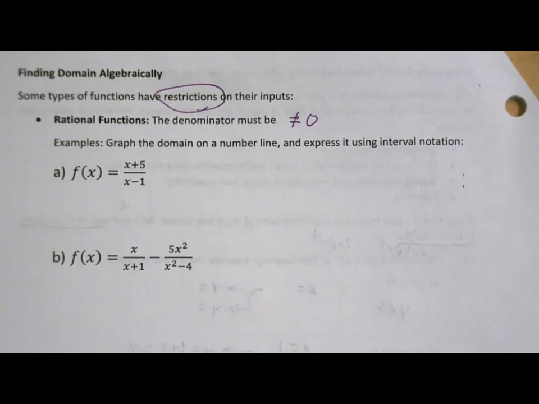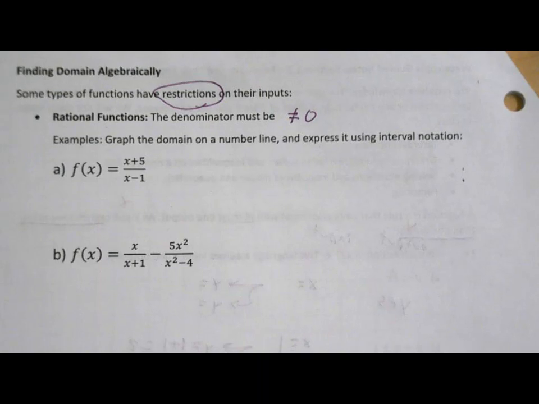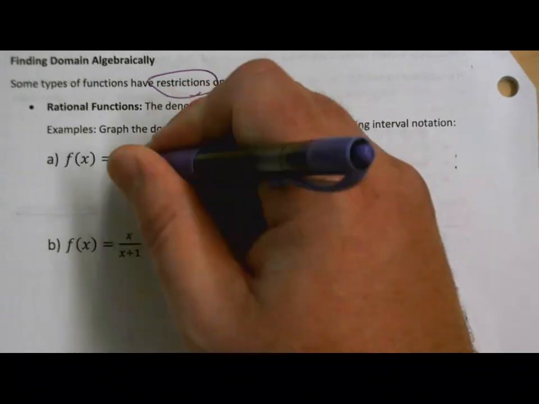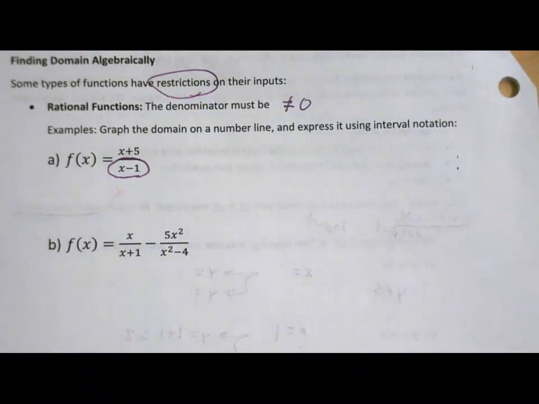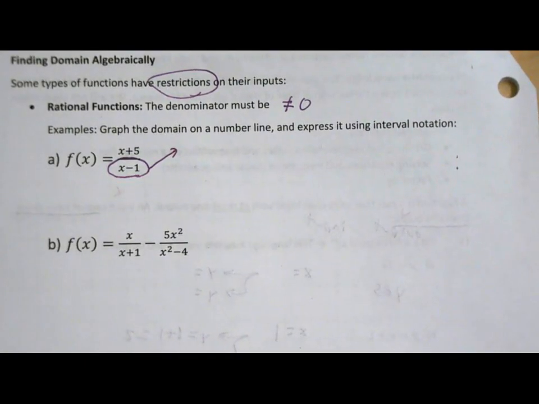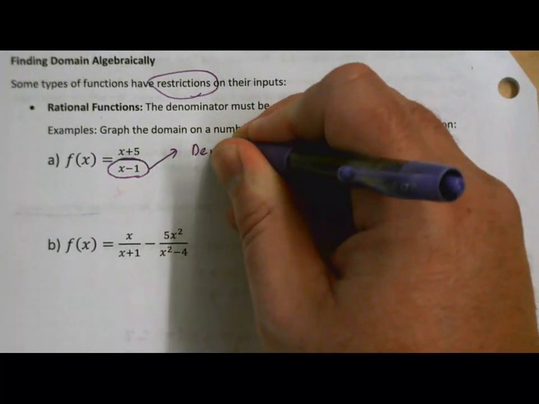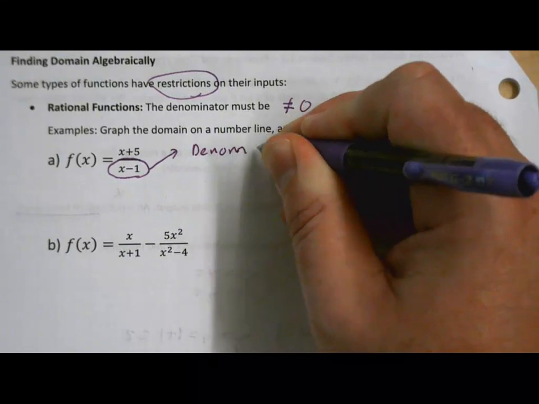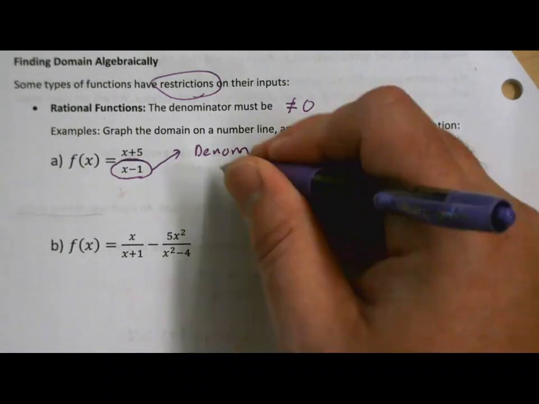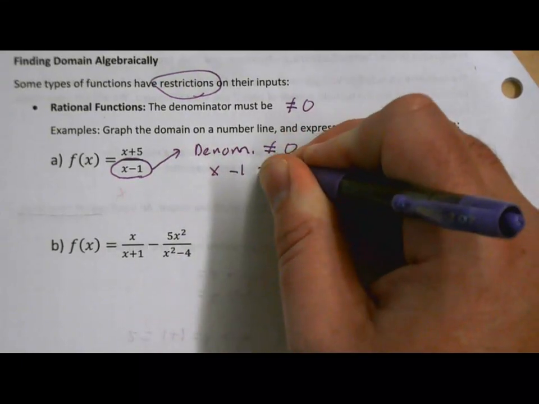We're going to find the domain for this first function in part A, and we're going to look at it. We're going to notice that it is a rational function, meaning it has a fraction, and our eyes are going to go right to that x minus 1 on the bottom. I'm going to make myself a note that the denominator cannot equal 0. And then I'm going to write down my restriction. So for this function, if the denominator cannot be equal to 0, then x minus 1 cannot be equal to 0.